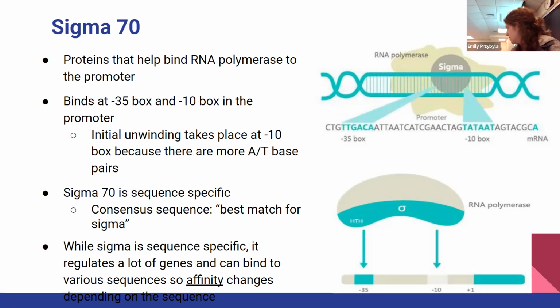And sigma 70 is sequence specific, meaning that there's a consensus sequence. So it's kind of a best match. So consensus sequence, if you remember, it's not all the same, but they're all very similar. So it is sequence specific. The sequence just has to be similar enough to the consensus sequence. And it combines different sequences, obviously, right? Because it's a consensus sequence kind of situation. So the affinity can change. Some promoters are going to have a stronger affinity. Sigma 70 will have a stronger affinity, so there's going to be a lot more transcription.